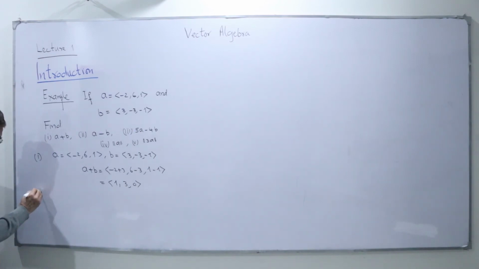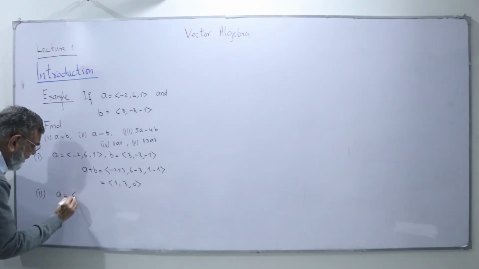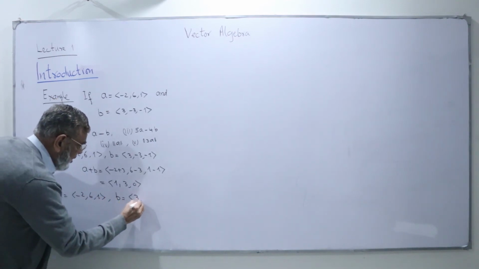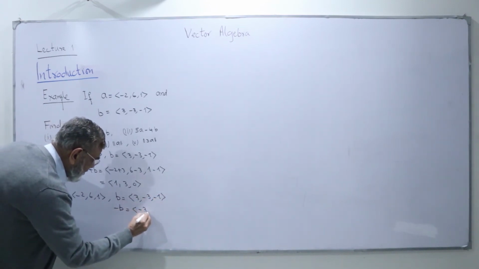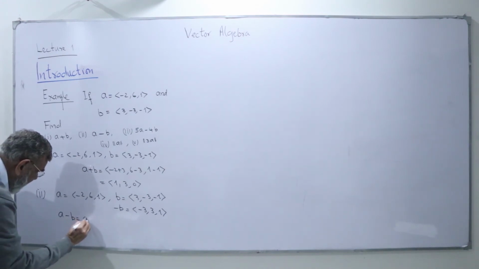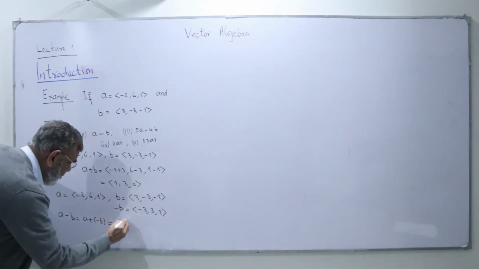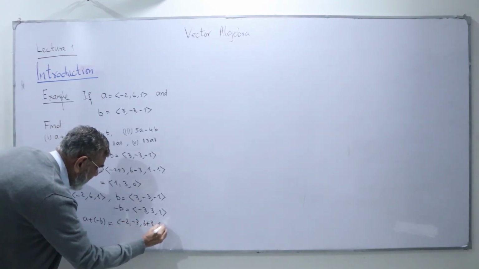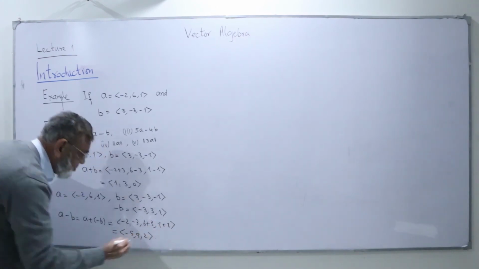Number 2. My next is A minus B, so I have to define minus B. My A is the same, (minus 2, 6, 1). Then I have my B equal to (3, minus 3, minus 1). I define my minus B by multiplying this by minus 1, and we get (minus 3, 3, 1). Now I can define A minus B. A minus B is equal to A plus minus B. We add these two vectors, A and minus B. So we get minus 2 minus 3, 6 plus 3, and 1 plus 1. The result I'm going to get here is (minus 5, 9, 2). This is my A minus B.